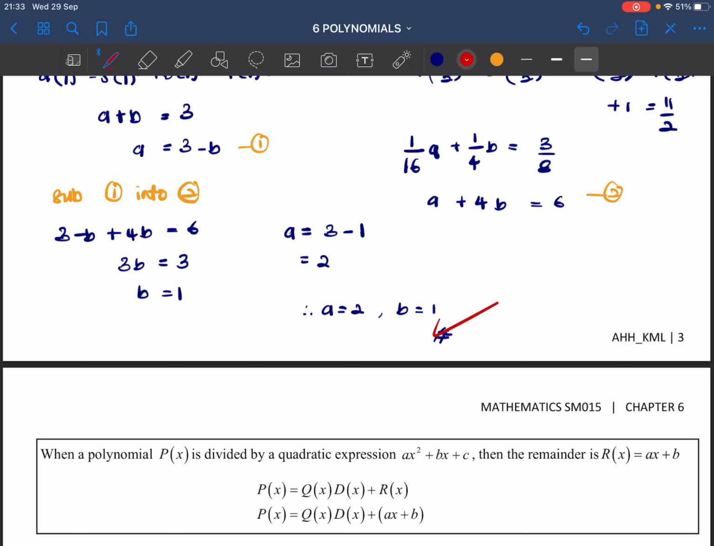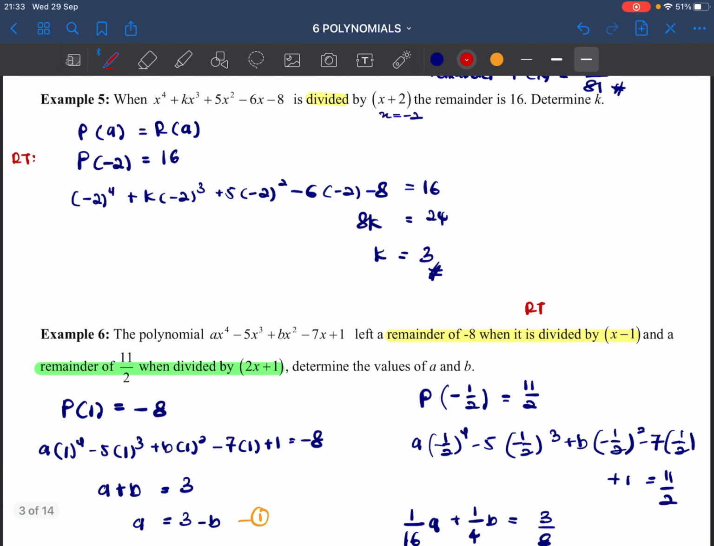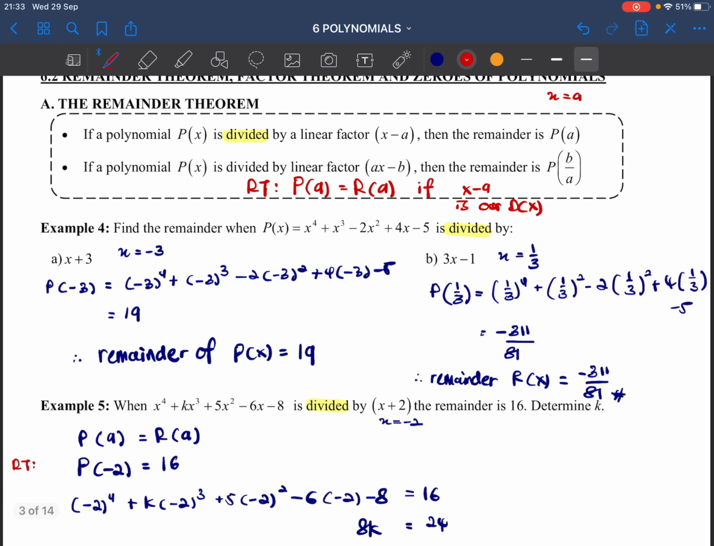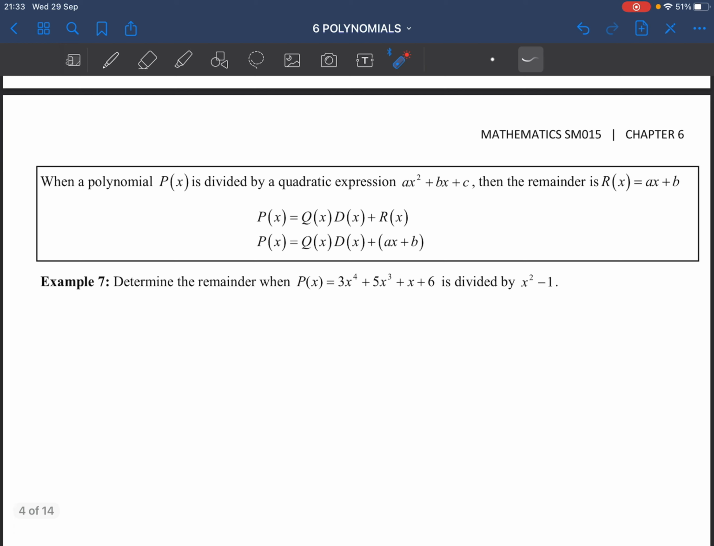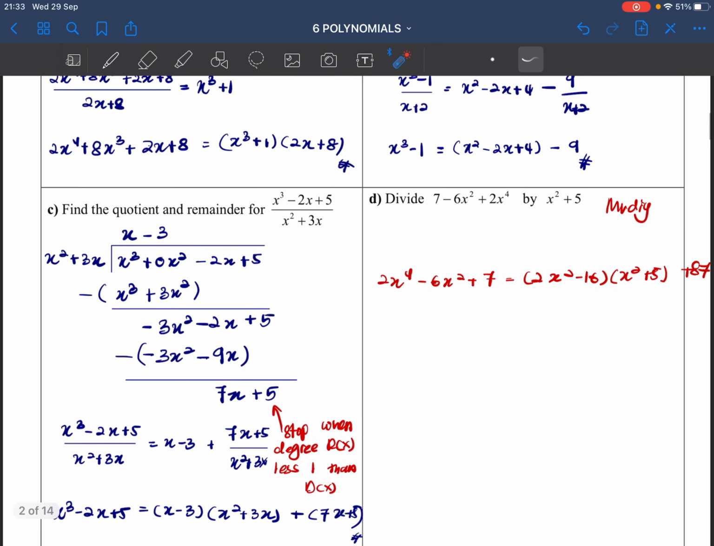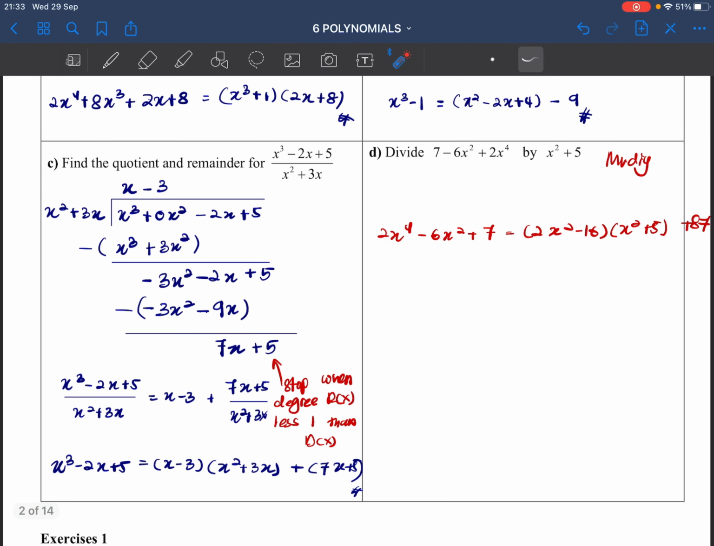Alright, so let's proceed to the next part here. As you can see here for this part, our divisor is divided by a linear factor. Okay, linear, power 1, x. Now let's see, when a polynomial is divided by a quadratic expression, then the remainder is R(x) equals to Ax plus B.